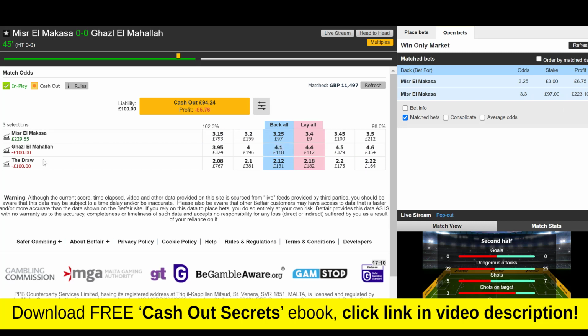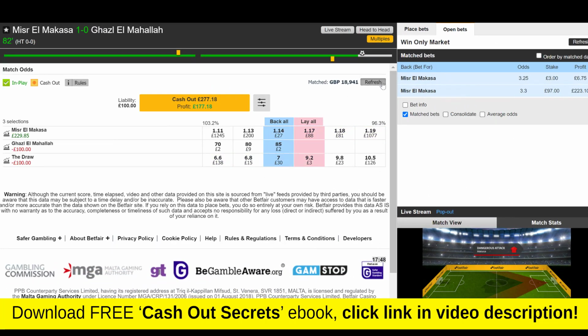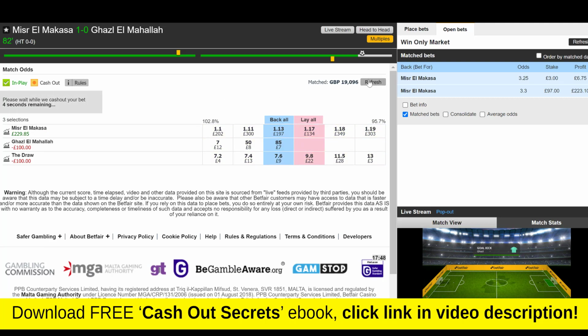Okay, so now we've backed that favorite, the home favorite. We are now looking for them to take the lead, and that will cause their odds to drop, and then we can cash out for a profit. So let's see what happens next. 82 minutes on the clock, and the favorite has now taken the lead. So just to make life simple, I'm going to cash out.